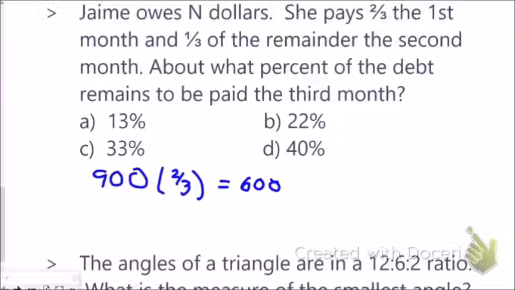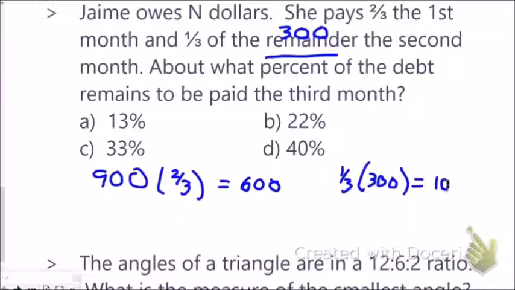But notice it talks about the remainder. So the remainder is going to be $300 that is left. She pays $600, she's got $300 left. Now the next month she's going to pay 1/3 of that $300 she has left, and that means she pays an additional $100. So now by the end of the problem, once I get the 100 off the 300, I'm down to a bill of $200 that's left to be paid the 3rd month.